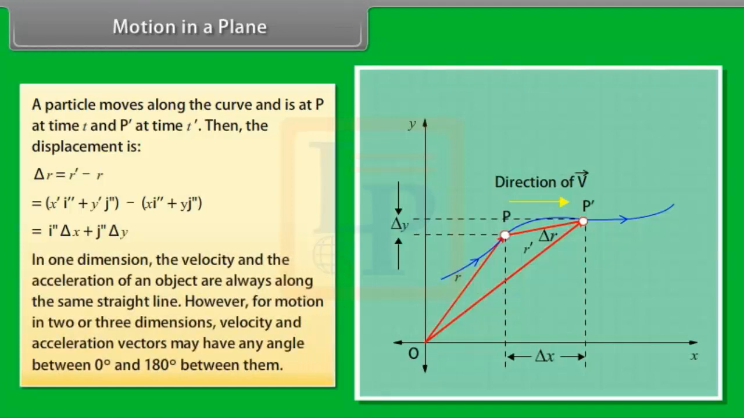In one dimension, the velocity and the acceleration of an object are always along the same straight line. However, for motion in two or three dimensions, velocity and acceleration vectors may have any angle between 0 degree and 180 degree between them.